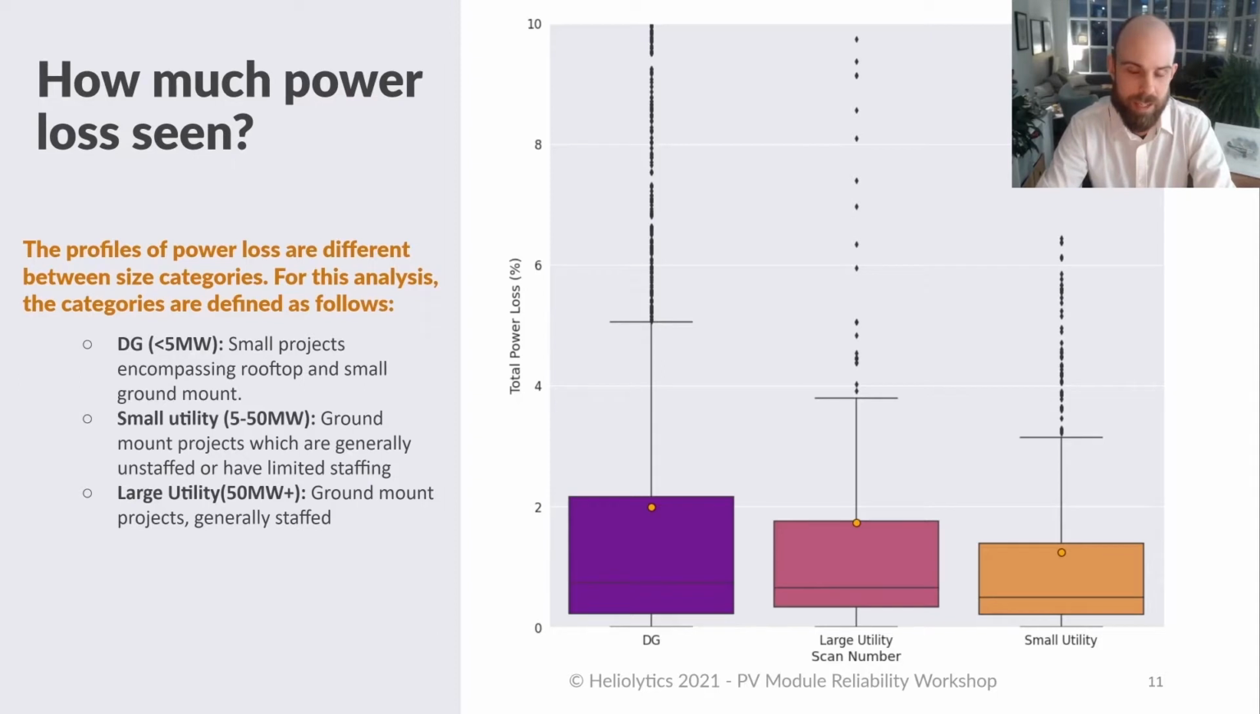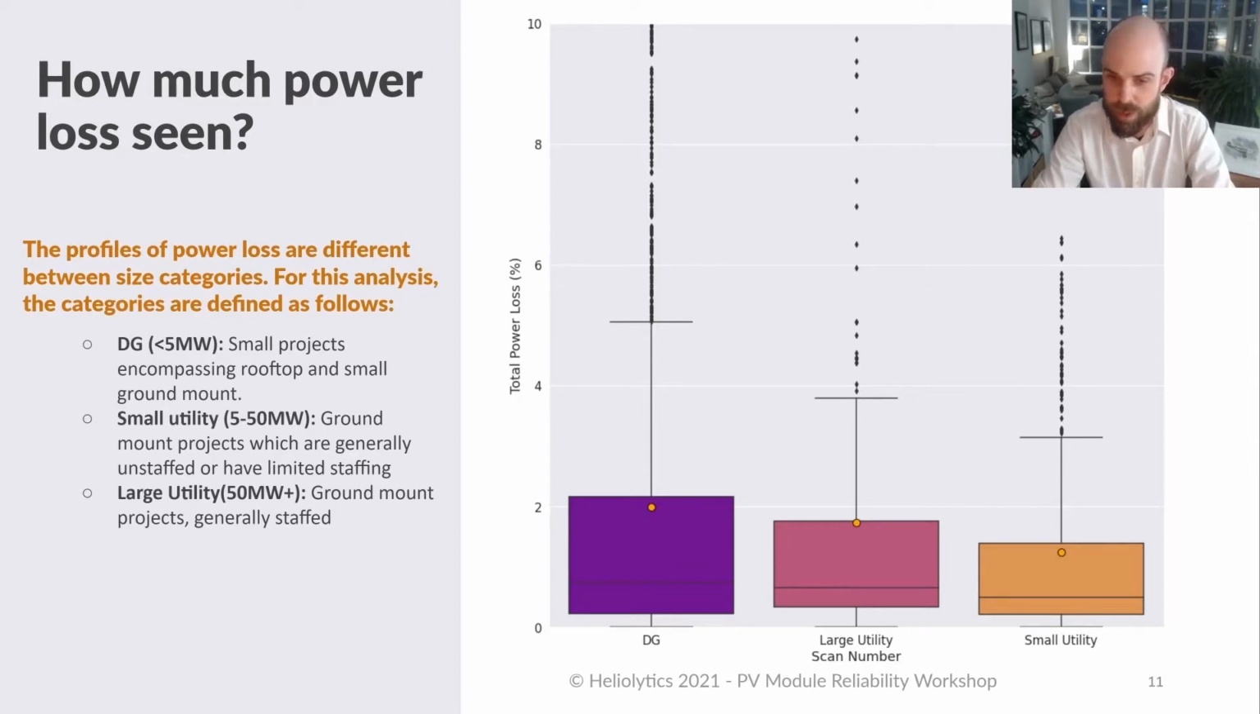Zooming back into the purpose of this plot, we're looking at what are the average and median power losses we're seeing in sites. We've broken this down by three different categories: distributed generation, which is less than 5 megawatts, small utility, 5 to 50, and large utility, 50 plus.